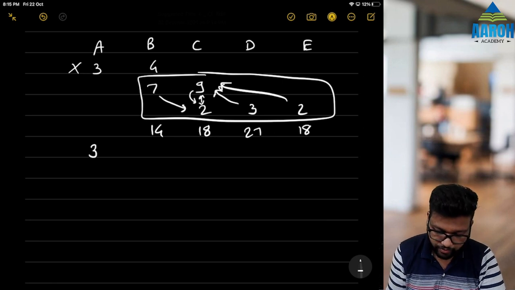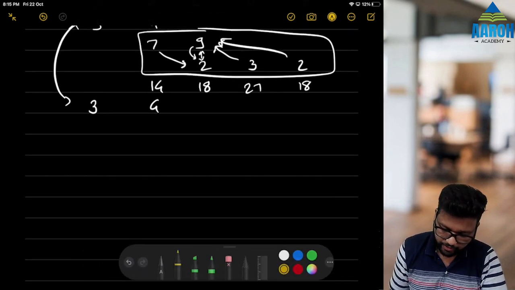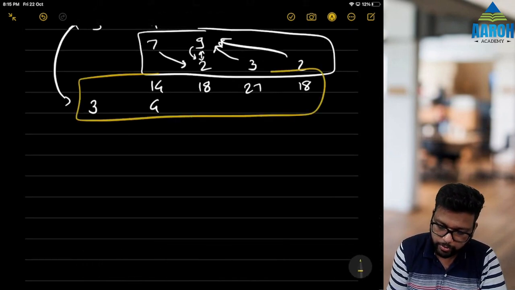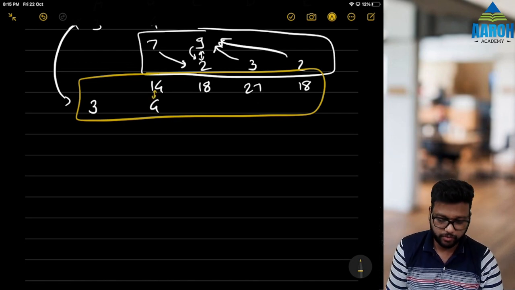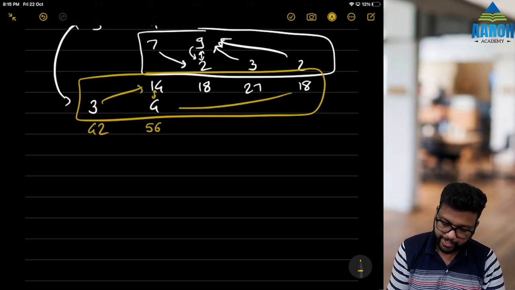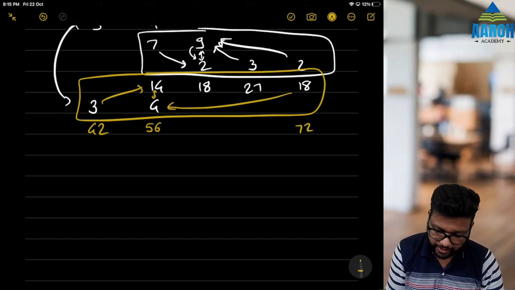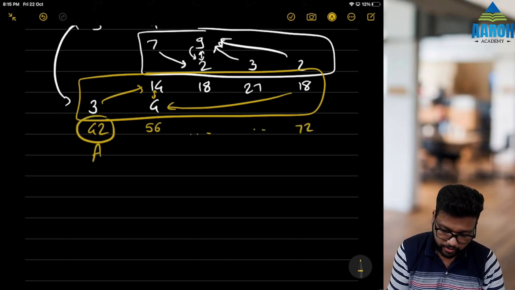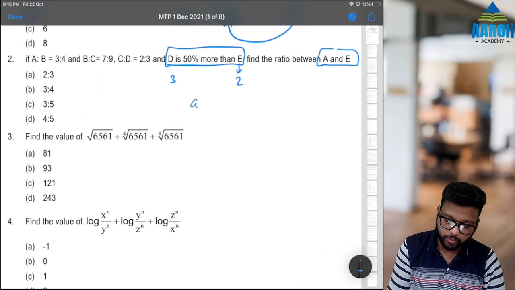And this is 3, 4 from here. Now let's merge this. I am writing in a different color. So how do we merge this? First common, 14 into 4. 14 into 4 is 56. Then cross multiply. 3 into 14 is what? 42. And 18 into 4 is what? 72. Don't calculate anything else, because we only want A is to E. So A is to E is 42 by 72.